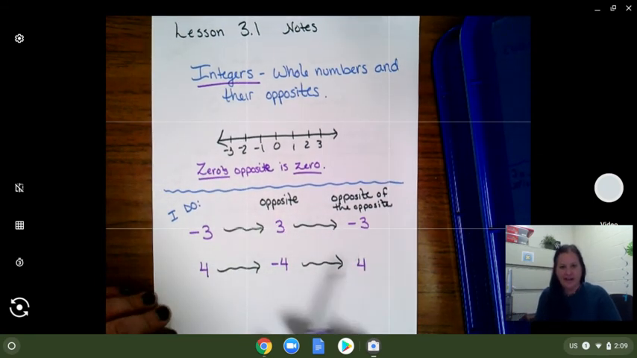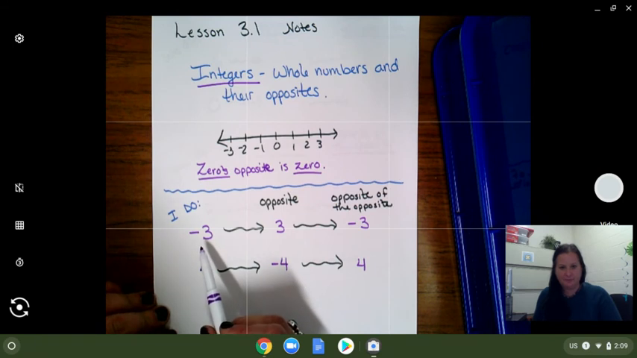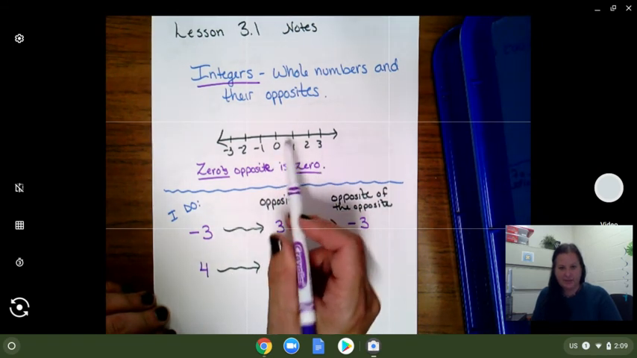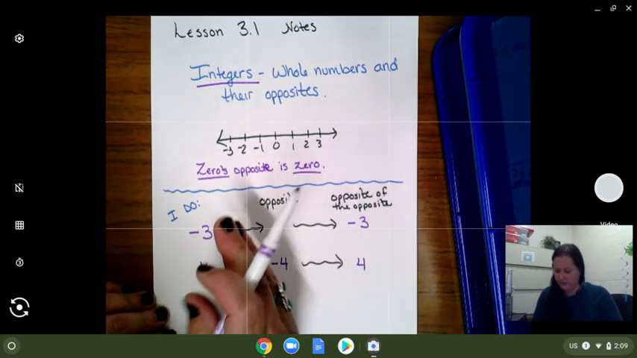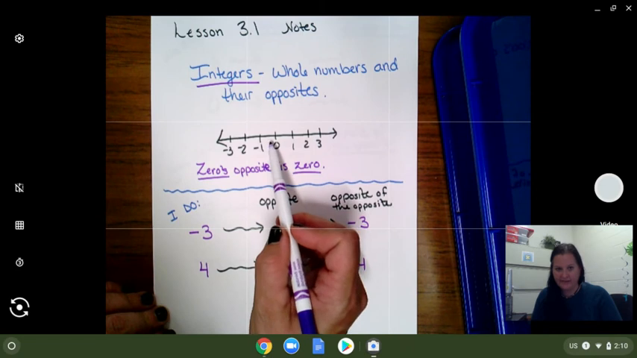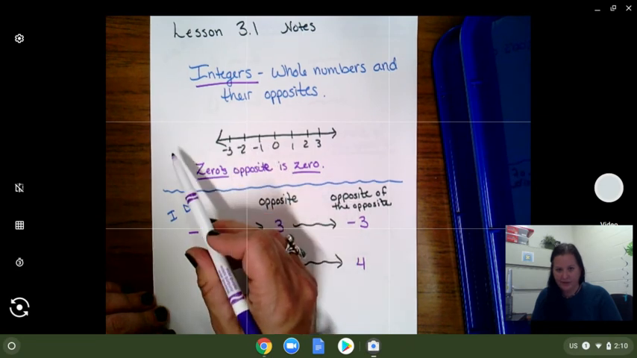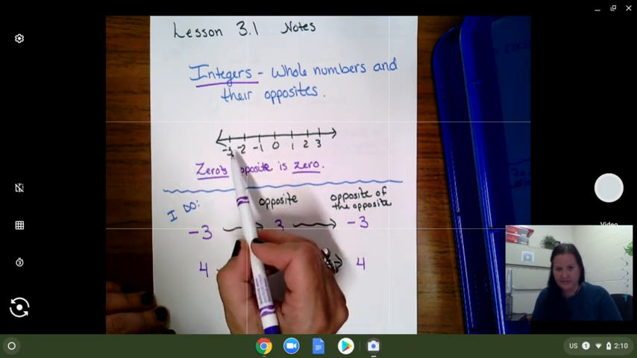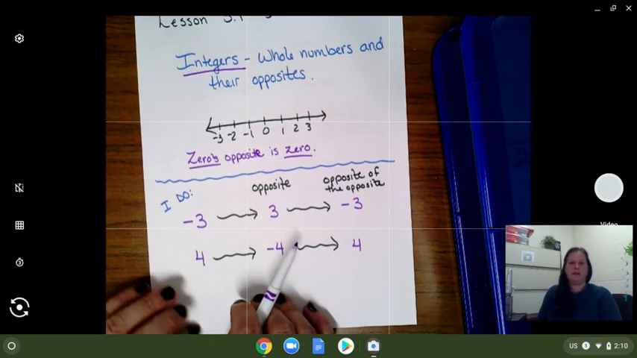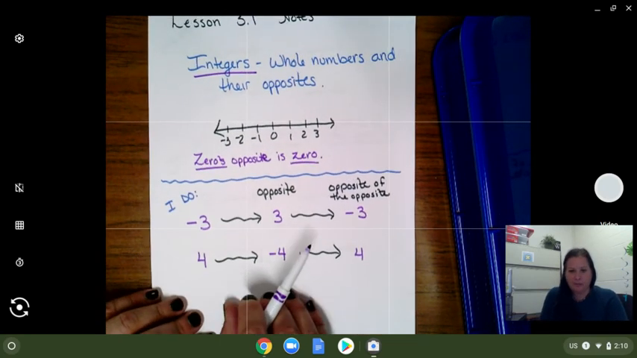So here's my I do problem. I want you to notice that the positive numbers are going from left to right, right? We're starting here and going left to right. The negative numbers go from right to left, going down. So -3 is smaller than a -1. Okay. I just wanted you to notice that about negative numbers.